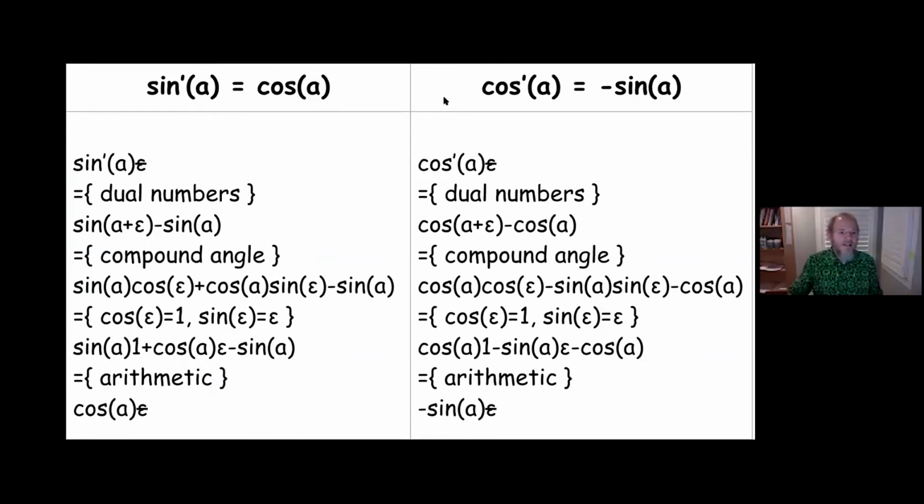compute that the derivative of sine equals cosine. If you look at this calculation, all we're doing here is just using algebra. We're using the dual numbers property, then the compound angle property, where the sine of A plus B can be expressed as another sum. Then we use the fact that cosine of epsilon is 1 and sine of epsilon is epsilon. We do some arithmetic, and we have proved that sine prime of A times epsilon equals cosine of A times epsilon, and then we can use the micro cancellation to conclude that the derivative of sine equals cosine.